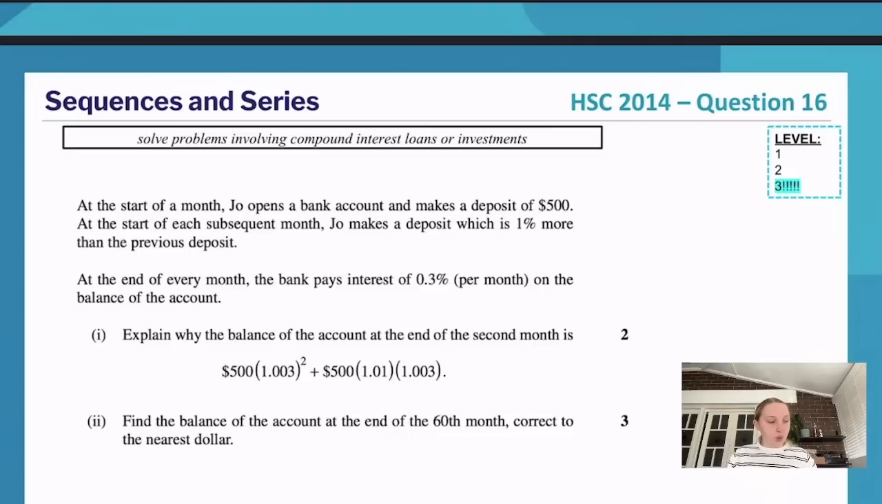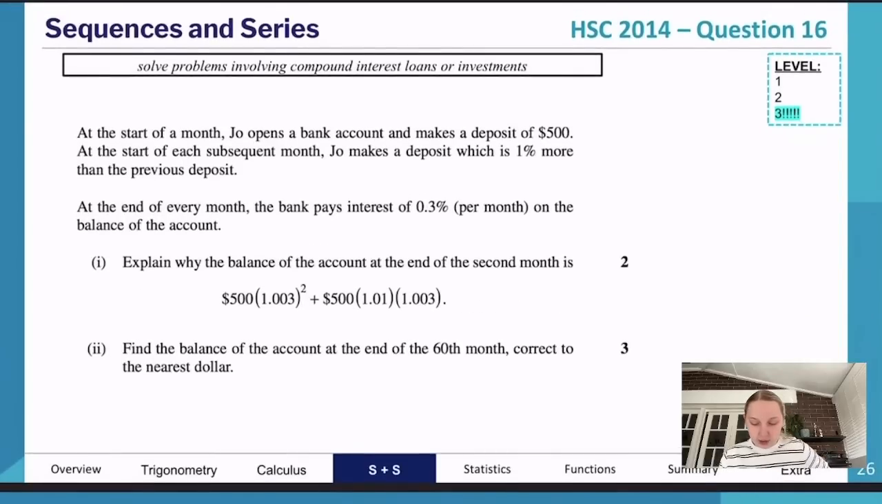So we're going to be looking at question 16 from the 2014 HSC maths paper regarding the syllabus point, solve problems involving compound interest, loans or investments. Okay, so at the start of a month, Joe opens a bank account and makes a deposit of $500. At the start of each subsequent month, Joe makes a deposit which is 1% more than the previous deposit. At the end of every month, the bank pays interest of 0.3% per month on the balance of the account. Explain why the balance of the account at the end of the second month is this.